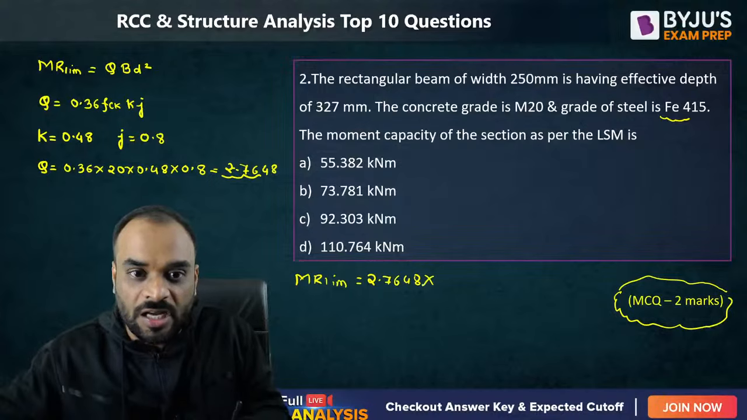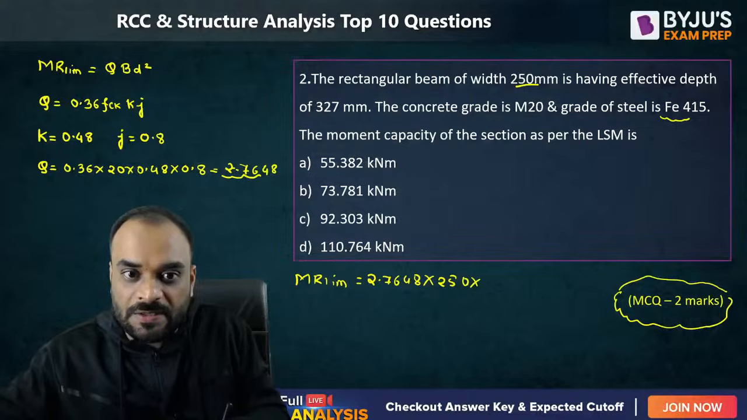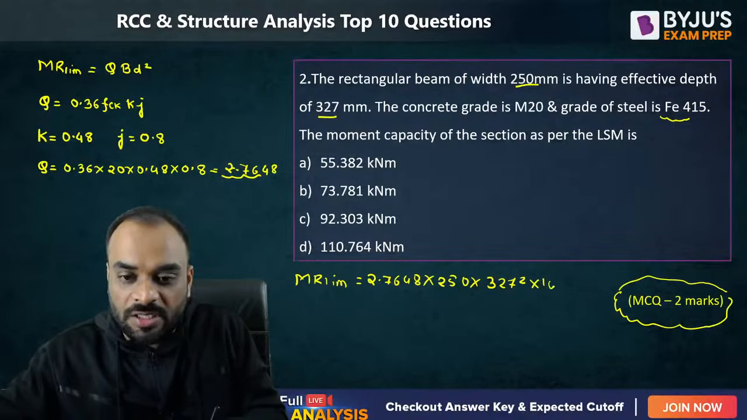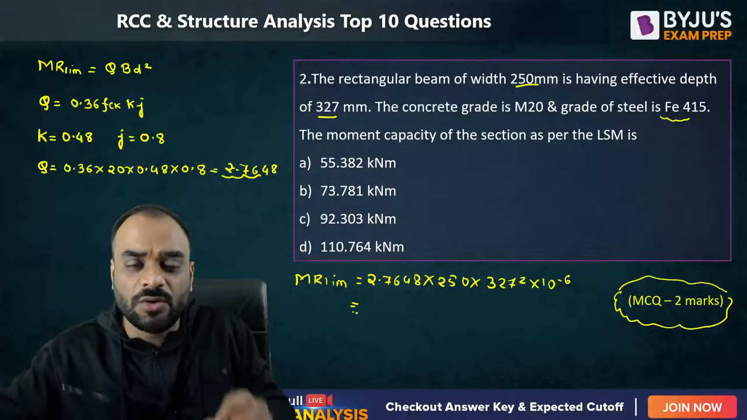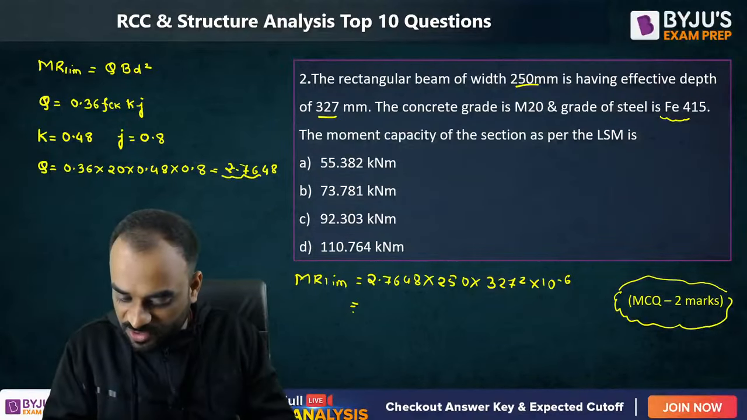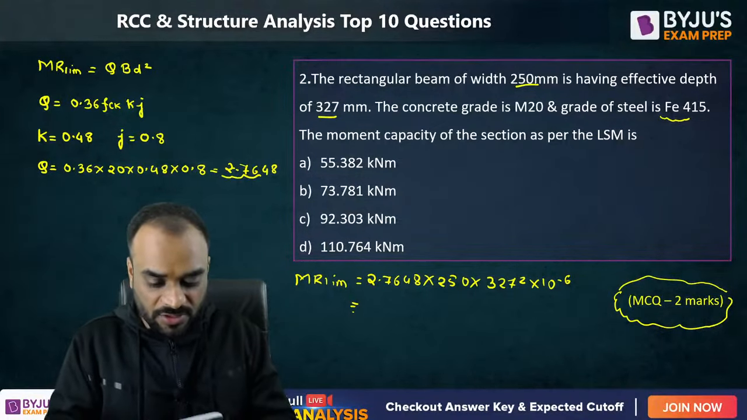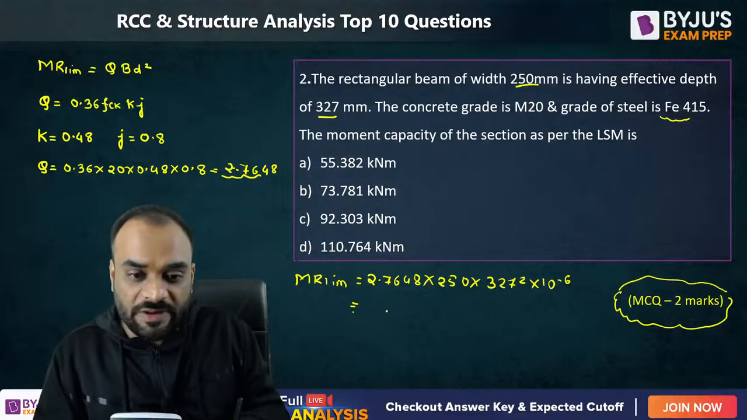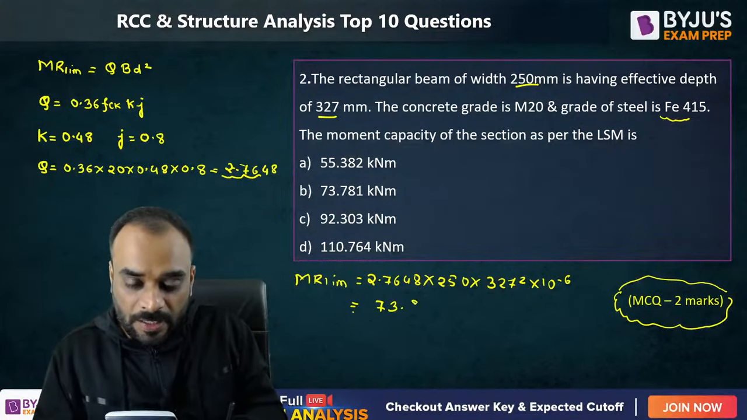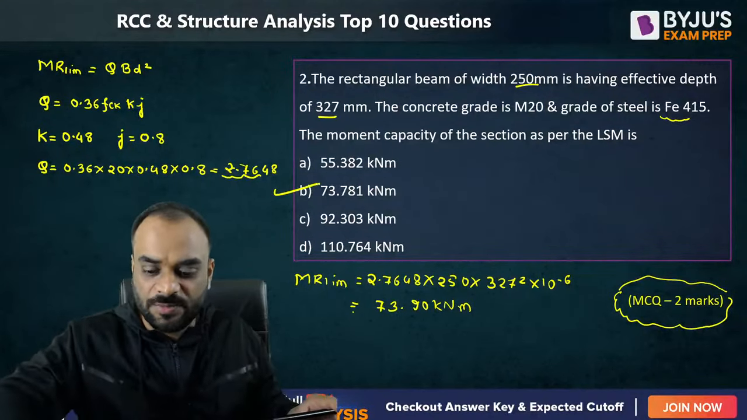So Q is equal to how much? 2.7648, and B is equal to how much? B is already given, 250, and D is equal to how much? Which is already given, 327 square, multiplied by 10 raised to power minus 6 so that it is converted into kilonewton meter. Okay, very nice. All of you are getting the correct answer. Good guys, good. So 73.90 I'm getting exactly, right? So you can say that B is the correct answer for this particular question.